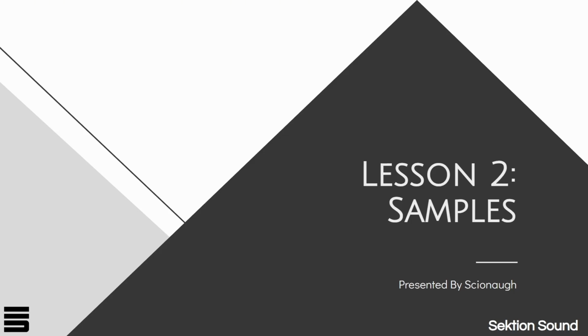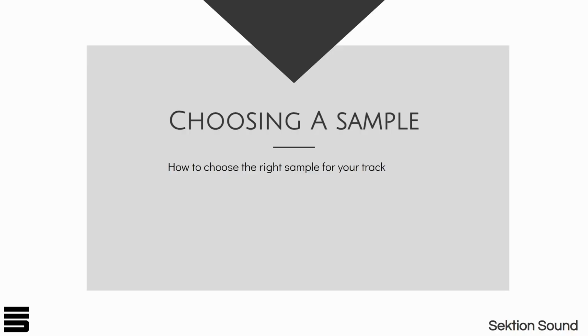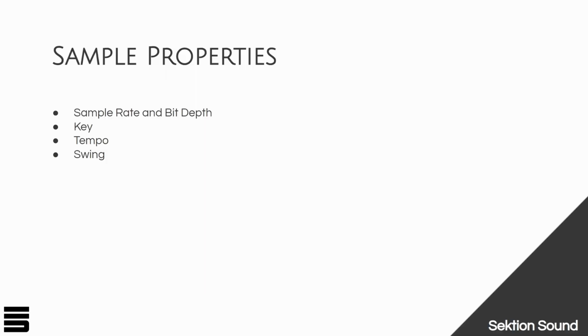But first, I just want to give a bit of background on samples, what makes up samples, what are their main properties, and what do you need to look for when using samples. So this is going to be a presentation on choosing a sample. And when there's samples, there's four things that you need to think about. The first is the sample rate and the bit depth. The second is the key. The next is the tempo, and the next is the swing.